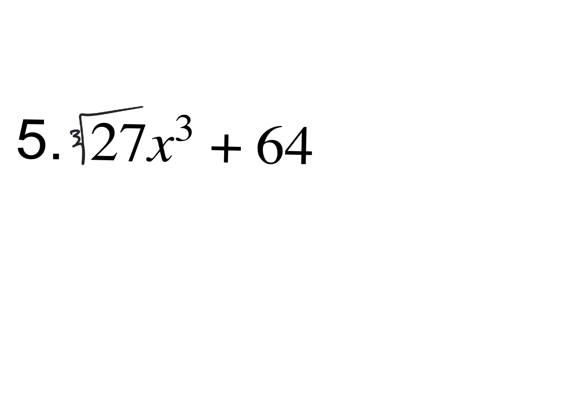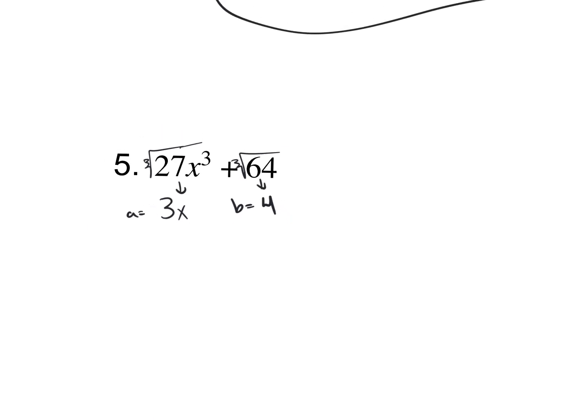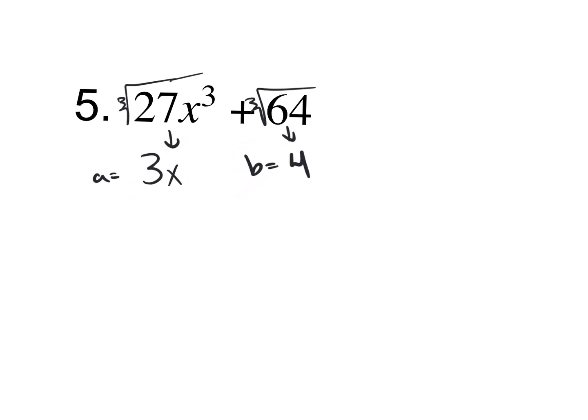So taking the cube root here of each of these terms, cube root of 27x cubed. You're just going to take the cube root of 27, which is 3. The cube root of x to the third would just be x. So that first value that we're going to use as our a value would be 3x. Looking at 64, taking the cube root of that, we would get 4. So remember the first step: cube root each of those perfect cubes.